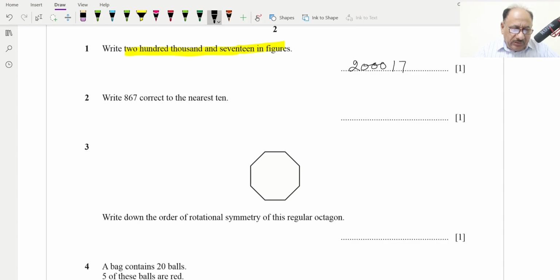Write 867 correct to the nearest 10. So correct to the nearest 10 we have to write, 867, the tens digit is this one, so we can write it as 870. So 67 is closer to 70, so our answer will be 870.